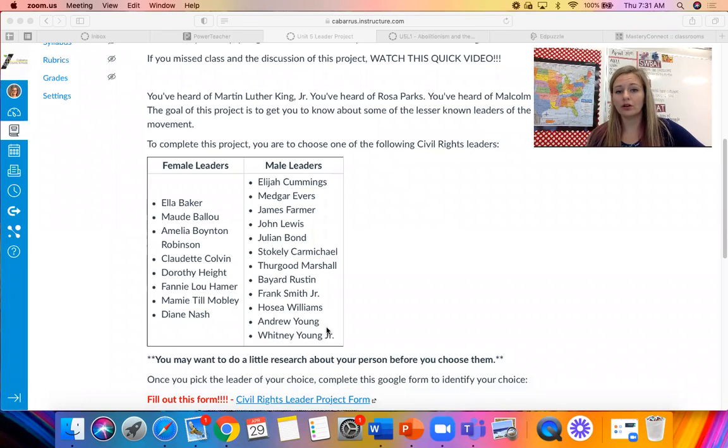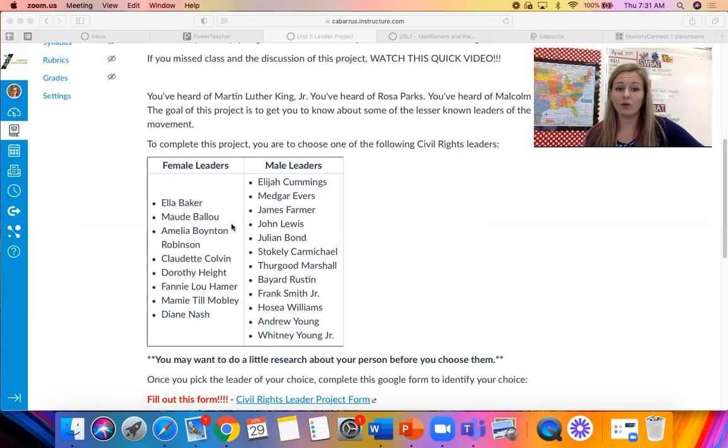So you've all heard of Dr. Martin Luther King Jr., of Rosa Parks, of Malcolm X, but there's a lot of other people that played a huge role in the civil rights movement. And that's what this project is going to be focused on. So you're going to be picking out 2 civil rights leaders from the list that is below for you. You've got a list of female leaders and a list of male leaders. You're going to pick out 1 female and 1 male.